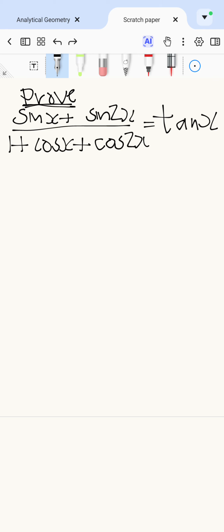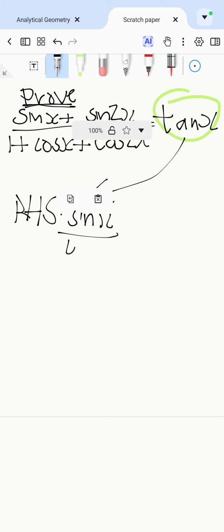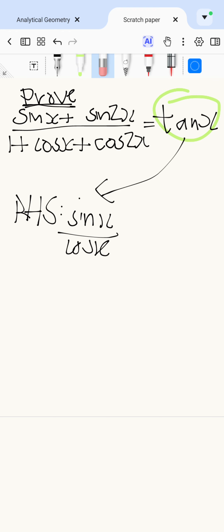Let's start with the right hand side. The right hand side is already fairly easy, but let's just say quickly, right hand side. I'm just going to change tan x to sine x over cos x. Why am I doing this? The reason is to help me have an idea of what I'm going to look for. Because I know that on top I'm going to want sine, at the bottom I'm going to want cos. It's going to motivate what changes I'm going to do.